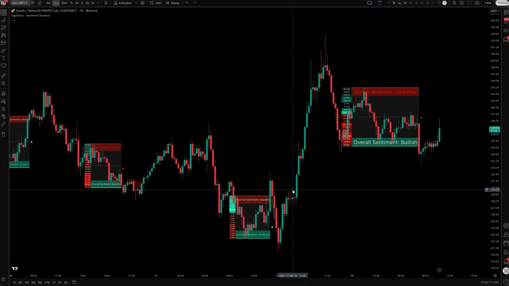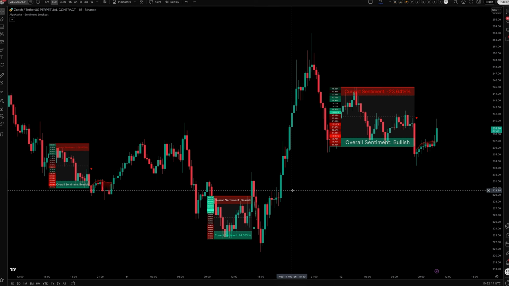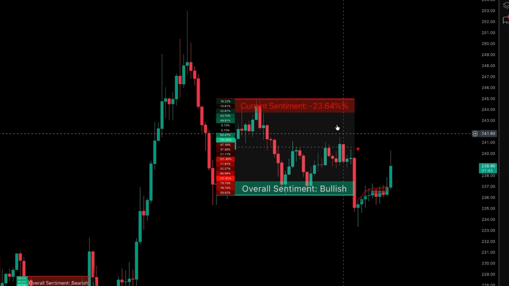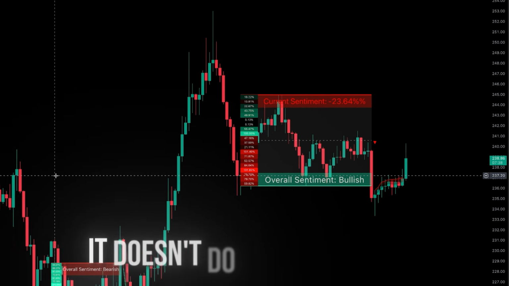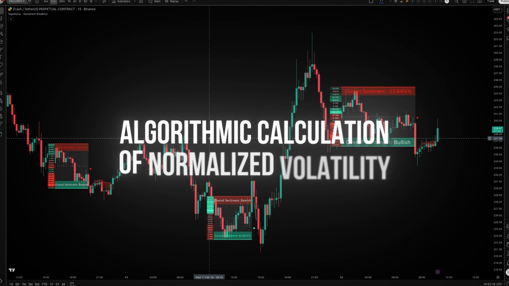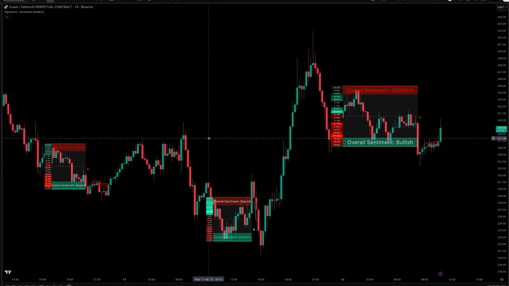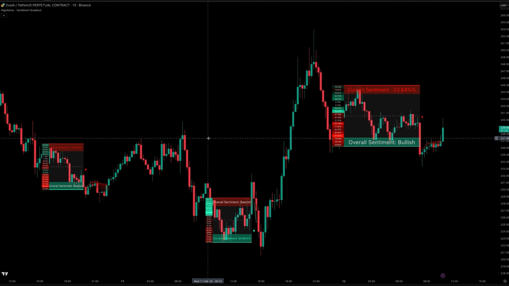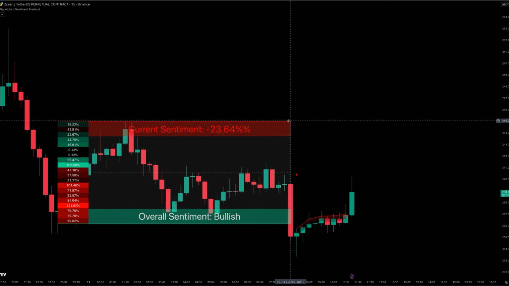What do we see on the chart? First, during periods of low volatility and price compression, the indicator starts drawing rectangular zones. It doesn't do this randomly. These channels are built based on an algorithmic calculation of normalized volatility, which eliminates subjectivity. It's not just a random rectangle, it's a zone where the market actually paused.